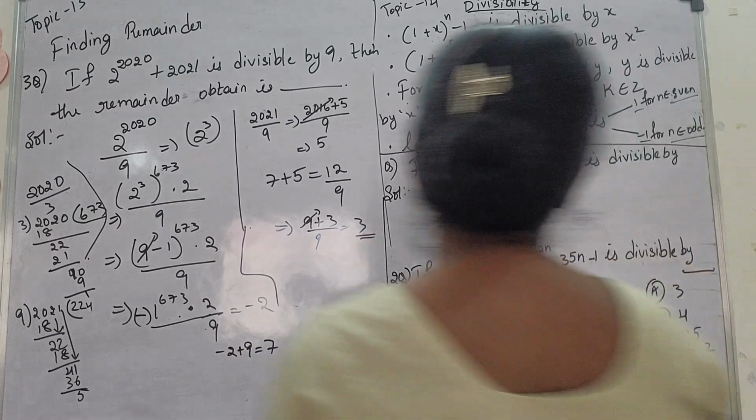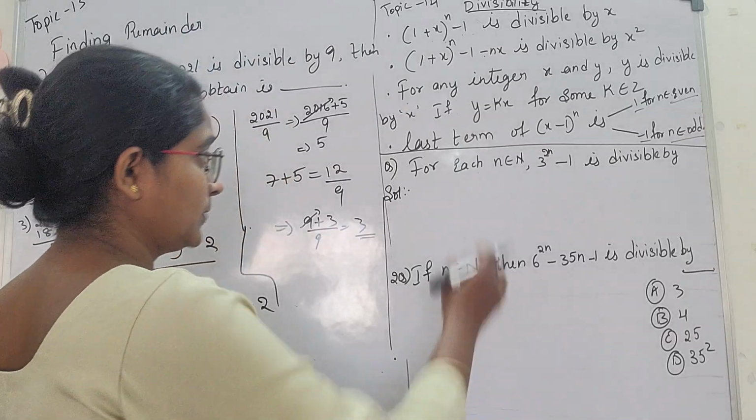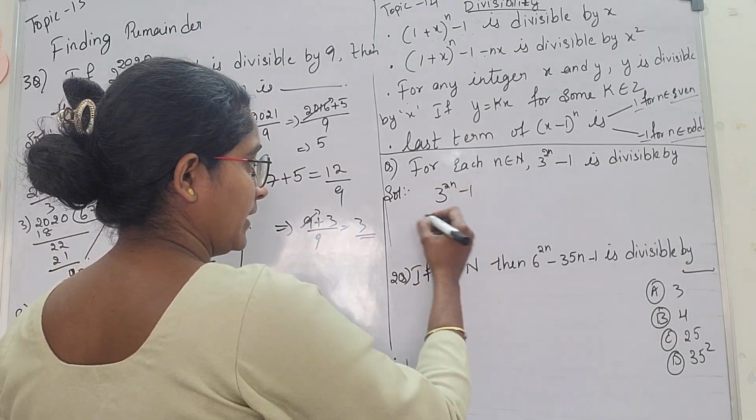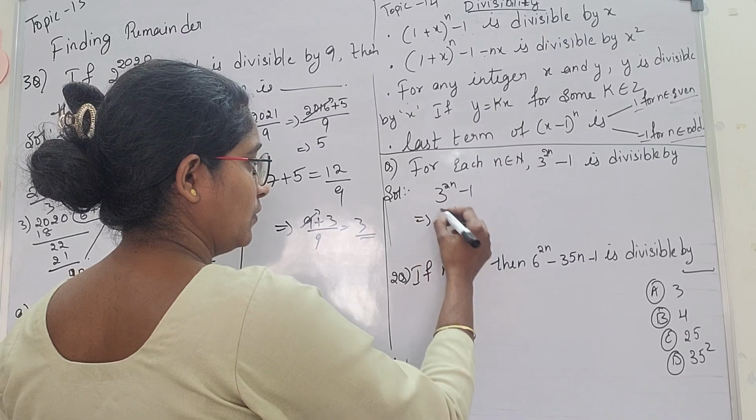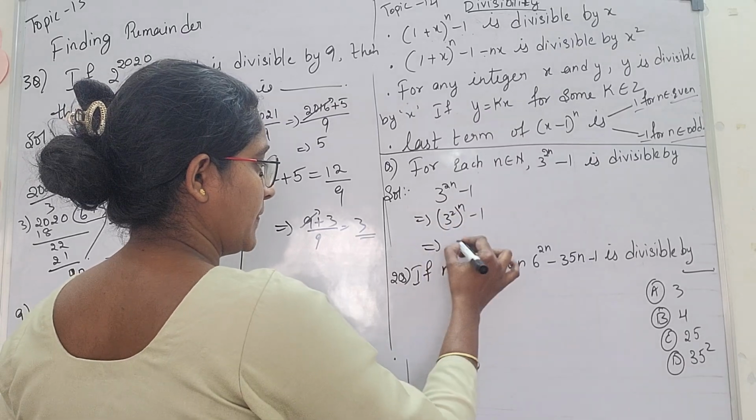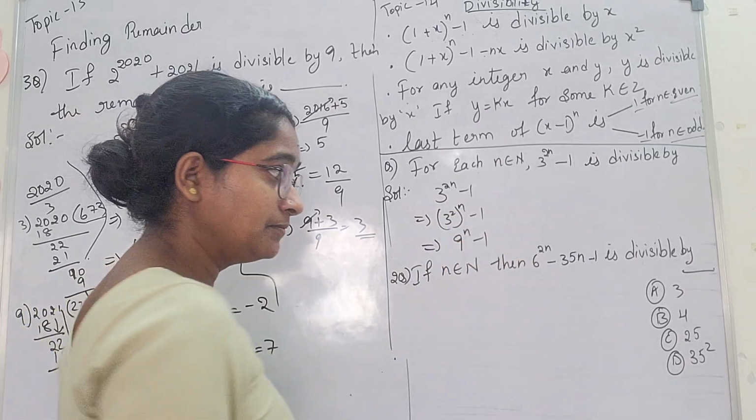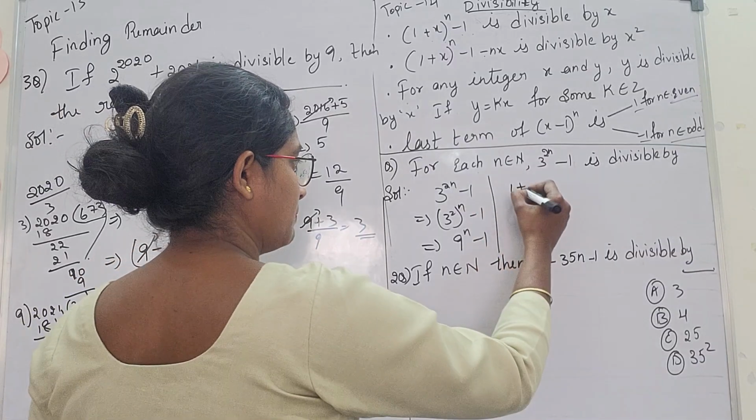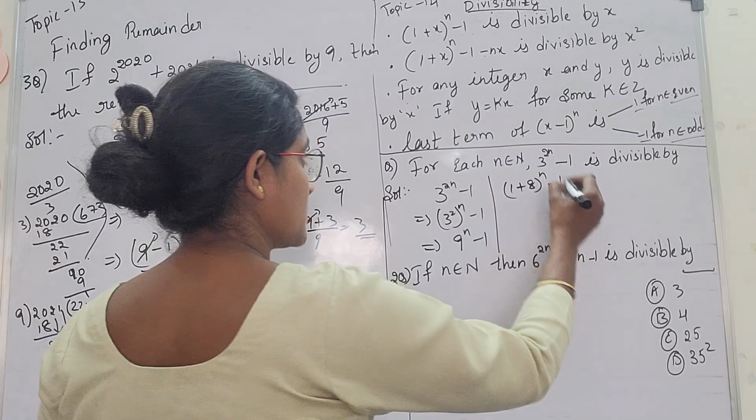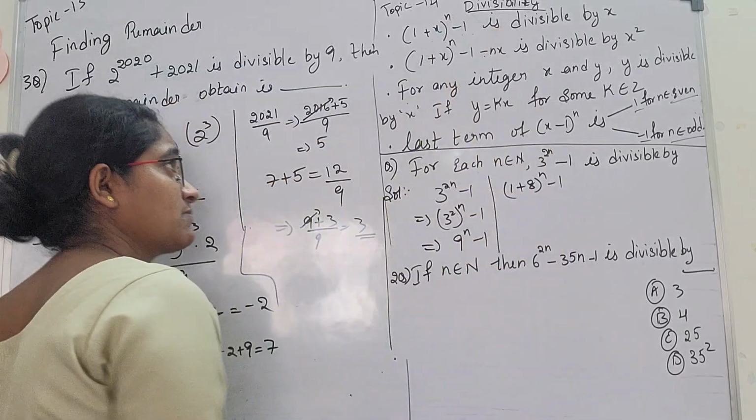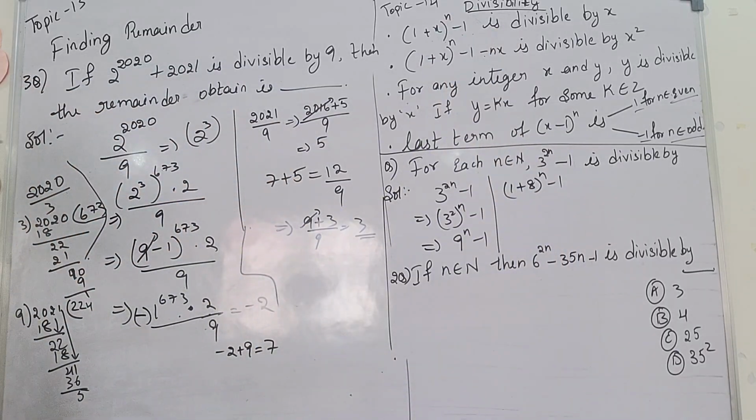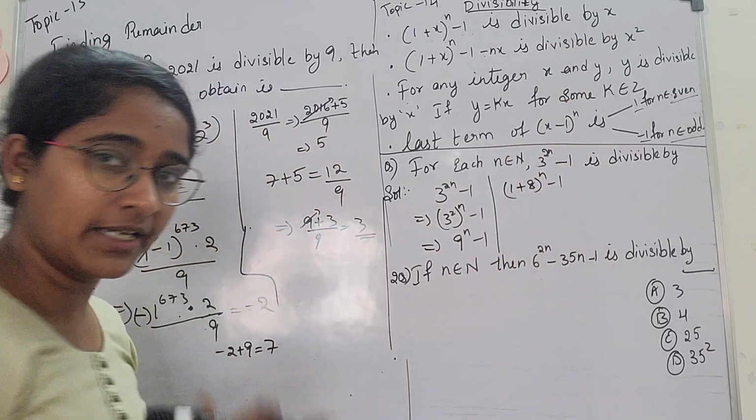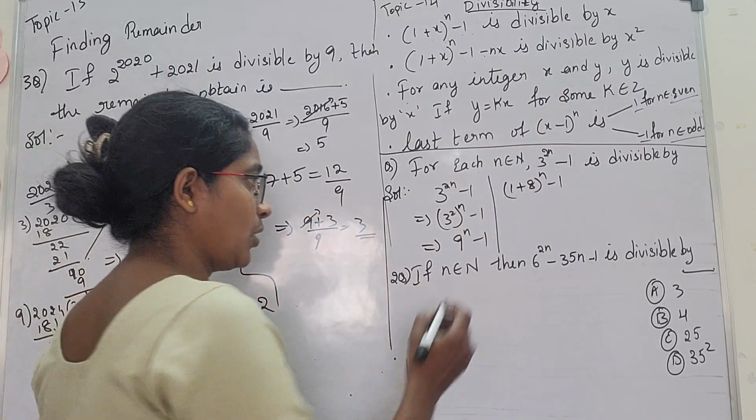Okay, now we'll do this one, 3 square power of n minus 1. Can I write it as 3 square whole power of n minus 1? Then this is 9 power n minus 1. Okay, so 9 power n, can I write it as 1 plus 8 whole power of n minus 1? Okay, is it the same as this, 1 plus x whole power of n minus 1? So it is divisible by x. Directly I can write that it's divisible by 8, but I just want to show you how we got it.